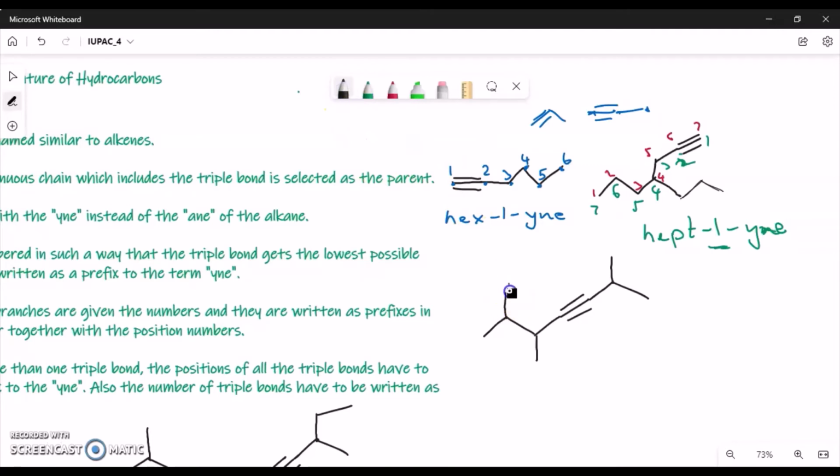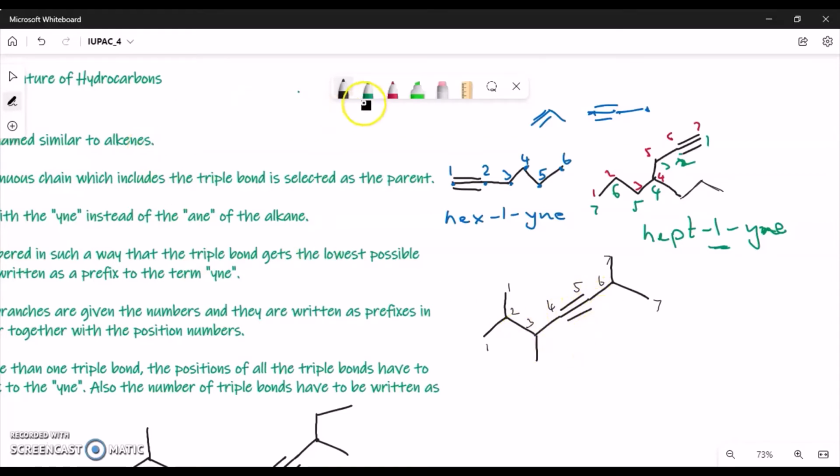Okay. So here 1, 2, 3, 4, 5, 6, 7. That's one possibility, which is the same as 1, 2, 3, 4, 5, 6, 7 or 1, 2, 3, 4, 5, 6, 7. All these are 7 and they are all identical also. So that means that you could choose any of them as the longest chain, but we have to look at the positions of the triple bond. The triple bond has to be included and we have to see the position to get the numbering correct.